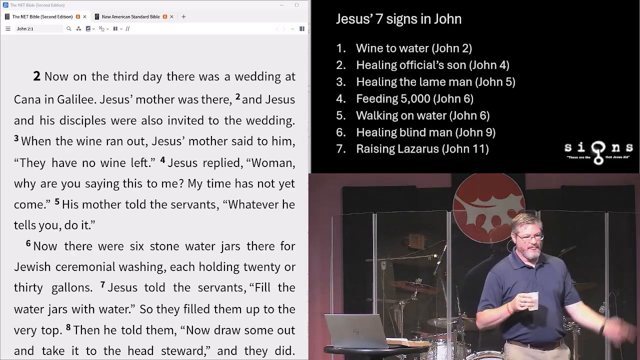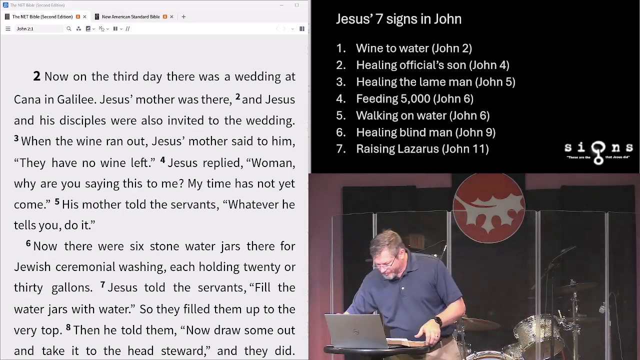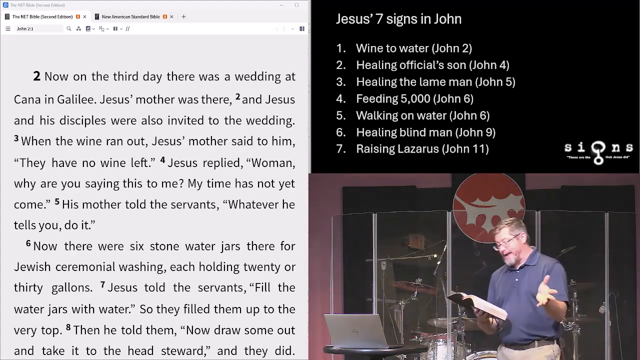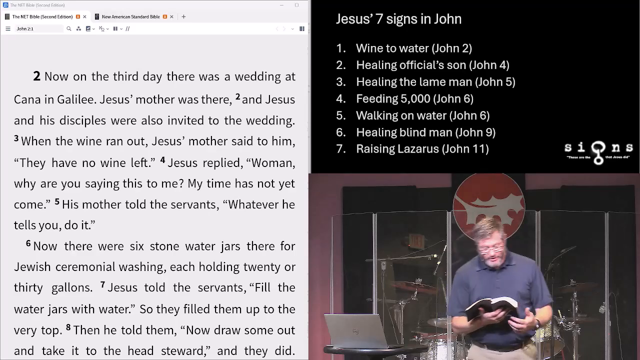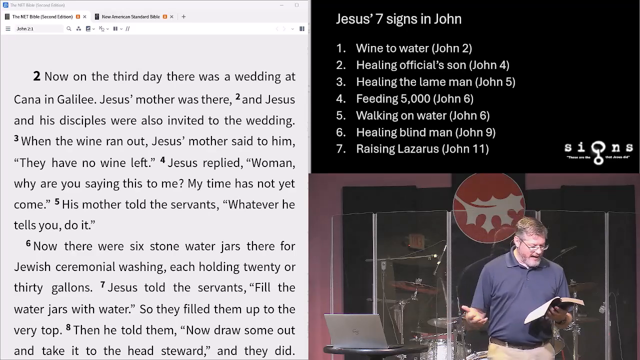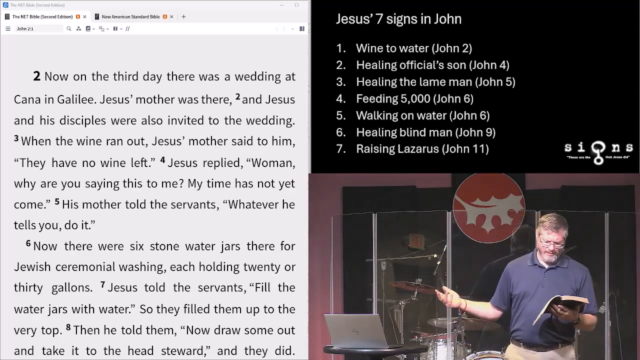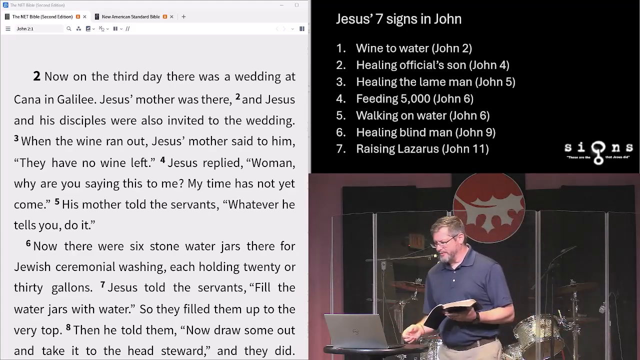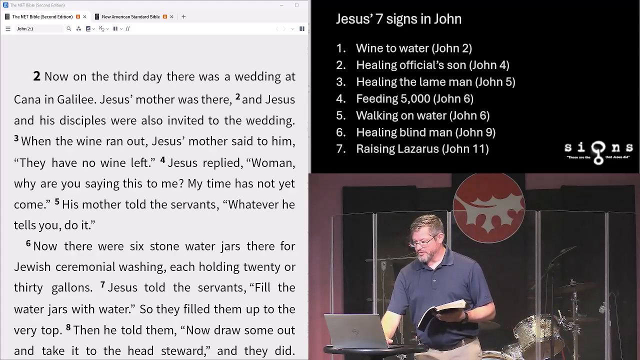Okay? So, John chapter 2. Let me read through. It's a short passage, verses 1 through 11. And then we'll ask some questions. Now, verse 1, on the 3rd day, there was a wedding at Cana in Galilee. Jesus' mother was there, and Jesus and his disciples were also invited to the wedding. When the wine ran out, Jesus' mother said to him, "They have no wine left." Jesus replied, "Woman, why are you saying this to me? My time has not yet come." His mother told the servants, "Whatever he tells you, do it." There's a whole sermon right there.